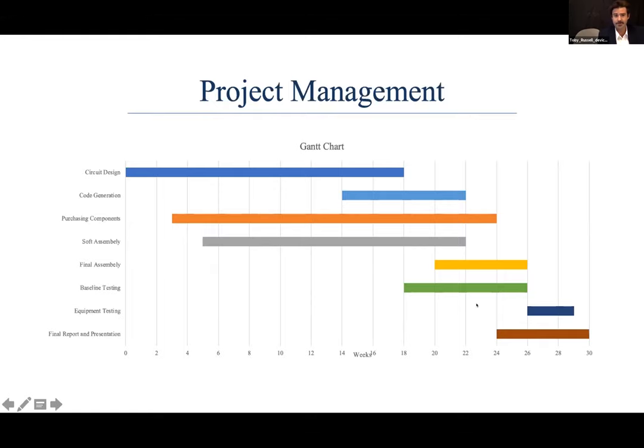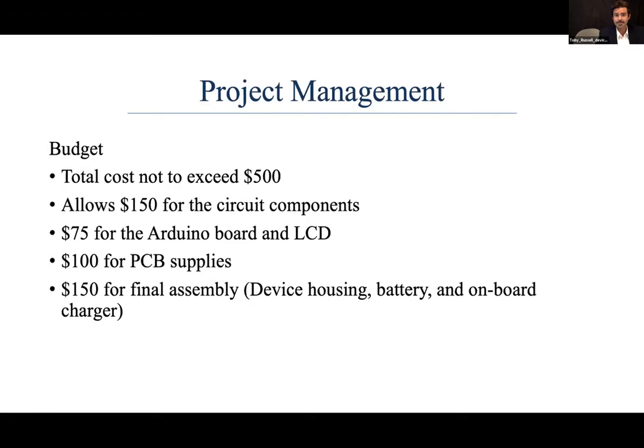Due to the coronavirus, we were not able to go back to campus and run any tests in the lab. Our budget was relatively low, and the total cost did not exceed $500 for the project.